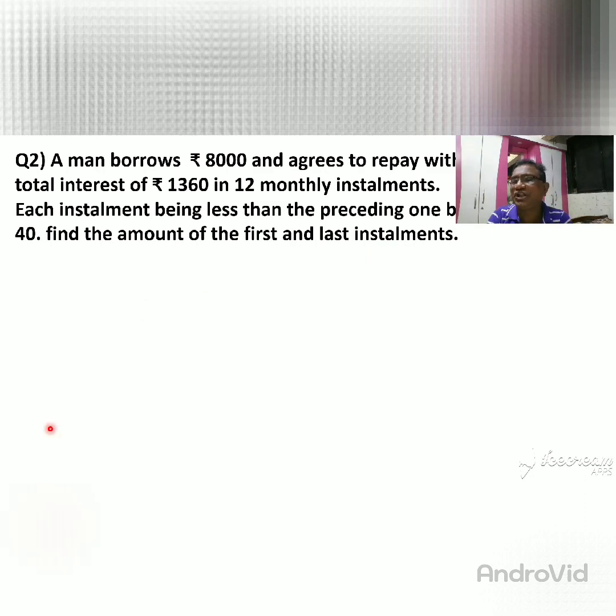This is the TN value you want to find out. See, this is the solution. Solution means whatever is given, all of that is written here. See, the principal amount means he has taken a loan from another person, that is 8,000. So 8,000 rupees is the principal amount.